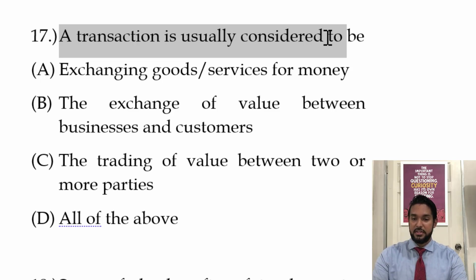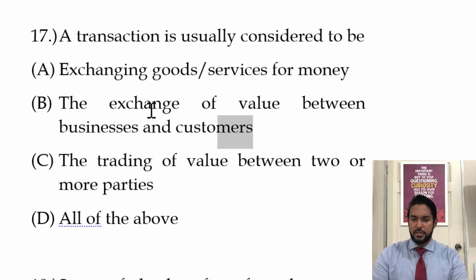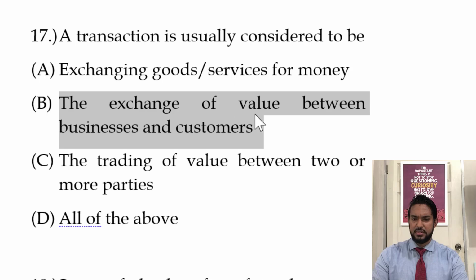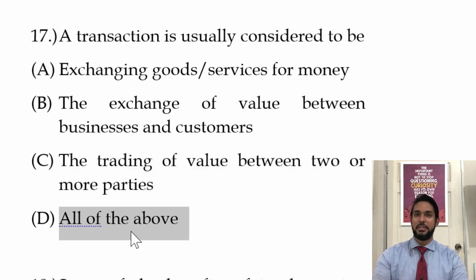So a transaction is considered to be, so what did we learn just now? It's an exchange of value, right? Goods and services for money, or at least for the promise of payment. So exchanging goods and services for money. Well, yeah, that's what we just talked about, right? Let's just read the rest of the options. The exchange of value between businesses and customers. That's very similar. What's going on here? The trading of value between two or more parties. Well, all of them seem right. Well, that's why. Because option D is all of the above.